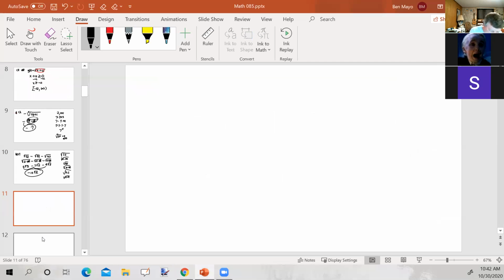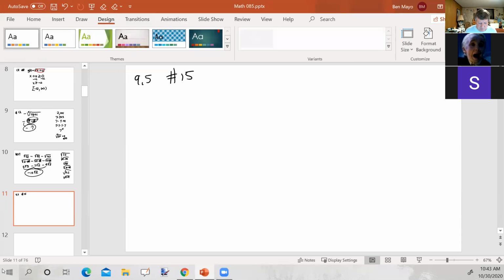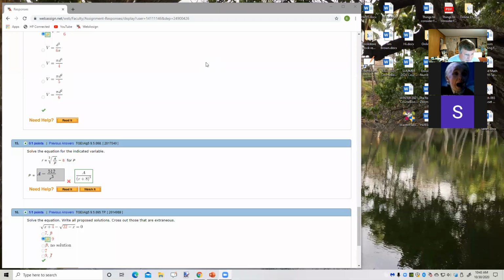All right, so now we're back in section 9.5. This is also number 15, very much like the problem we did earlier, just slightly different numbers. The previous problem, let's see here. Did I show the WebAssign screen? I don't know if I did or not, so I'll just go back. This one has a negative 8, whereas the previous one we did had a negative 6. It's going to be basically the same steps. That is, R equals the cube root of the quantity A over P, minus 8 outside, and we're to solve for P.